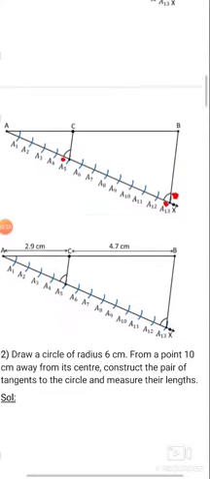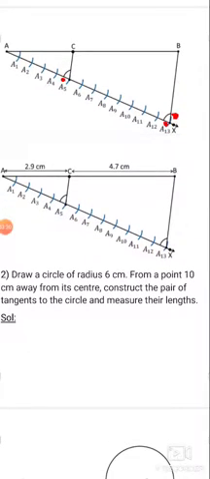Second question. Draw a circle of radius 6 centimeter. From a point 10 centimeter away from its center, construct the pair of tangents to a circle and measure their lengths. Listen carefully, we know the tangents to the circle. If a line touches the circle at a fixed point, then that line is called what? Tangents to the circle. Now also we know the theorem to what? The length of the tangents from the external points are equal.